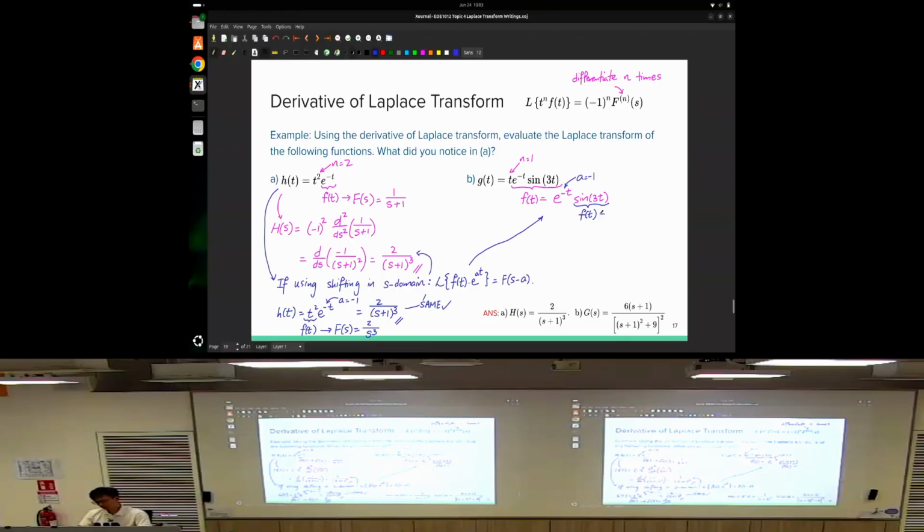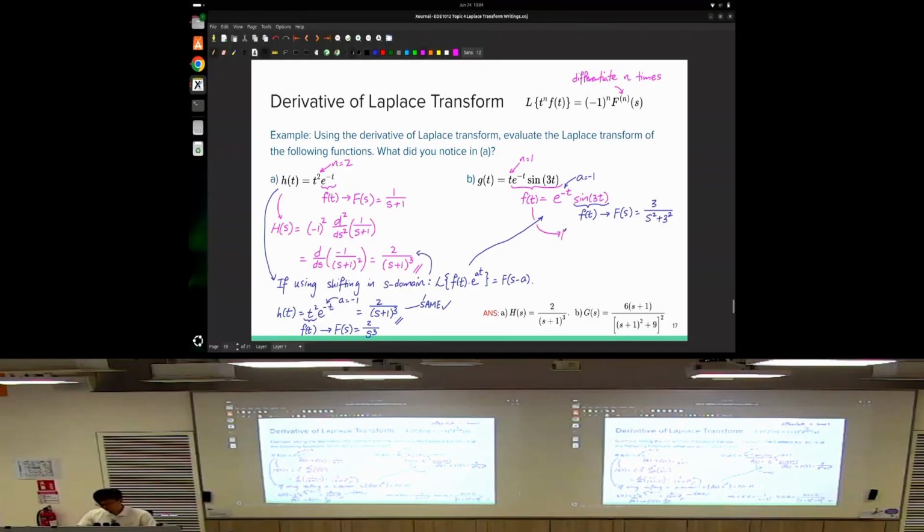That means what is the f of s? This blue f of s is 3 over s squared plus 3 squared, which is 9. That one is for the sine function, when you do the Laplace transform. Okay, so now what is the f of s for the pink f of s?